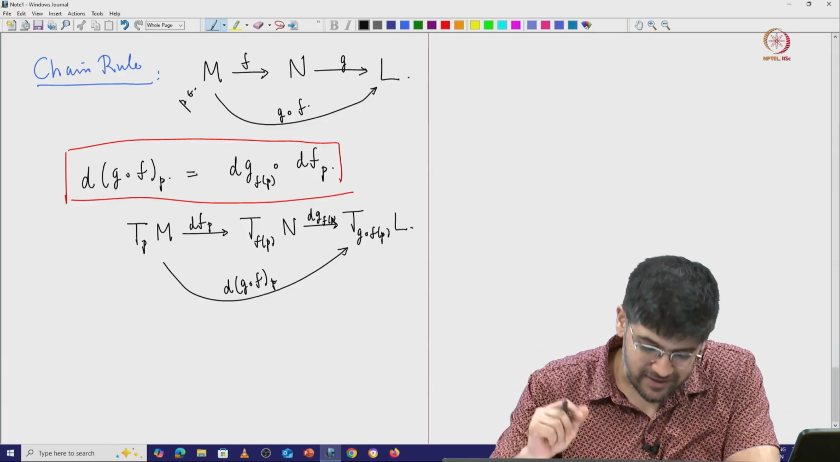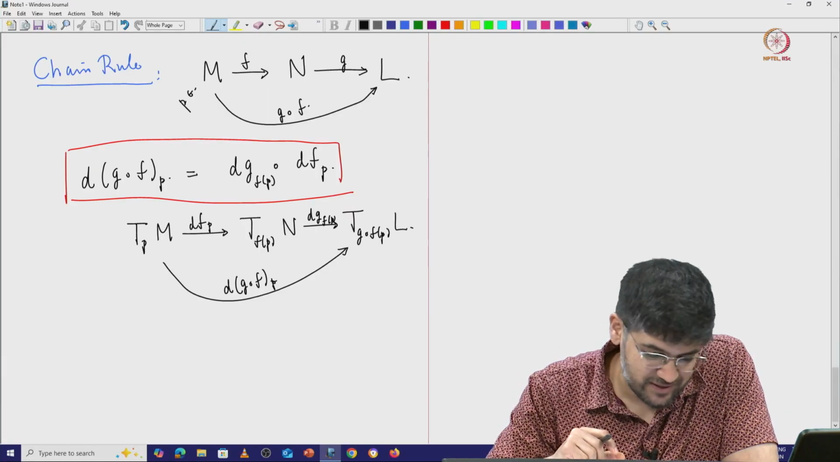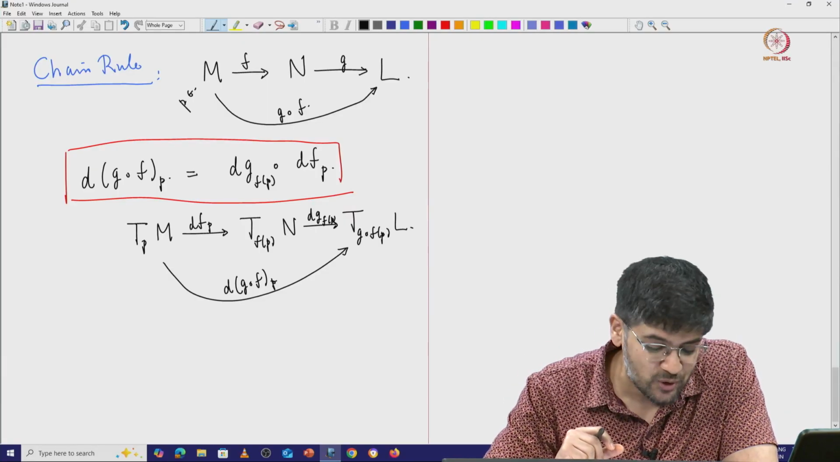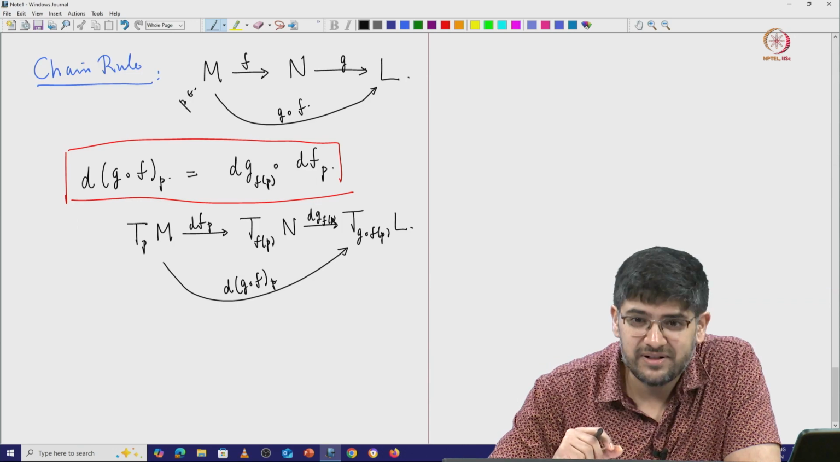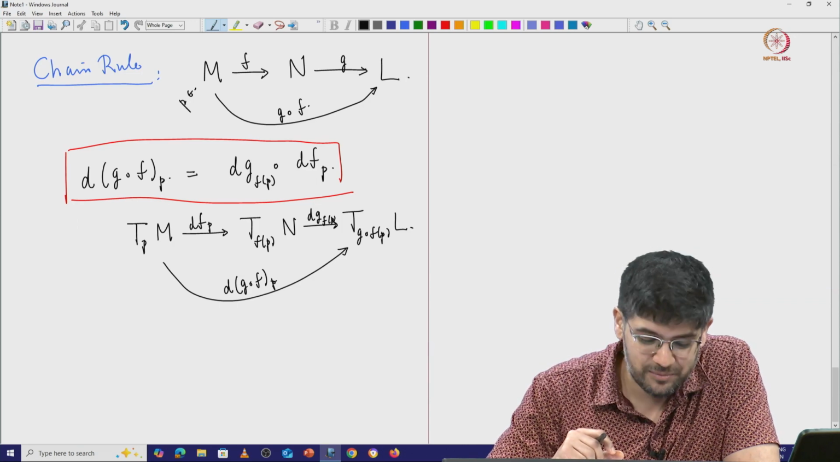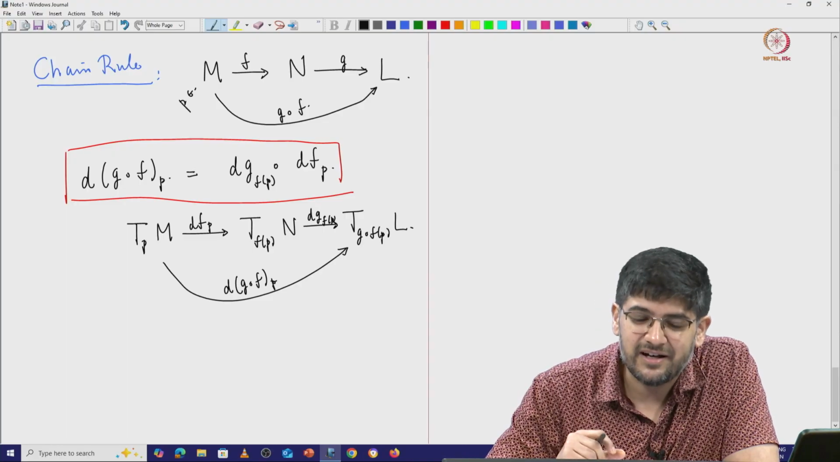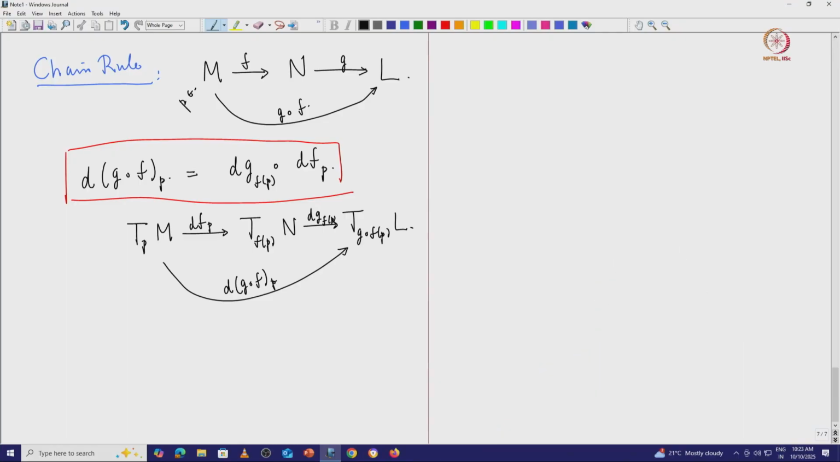Alright, so that's so far as tangent spaces and vector fields go. In the next lecture I will review the cotangent space. I'll remind you what one forms are, and then I'll also remind you of what tensor fields and differential k-forms are. So that's going to be the content of the next lecture.